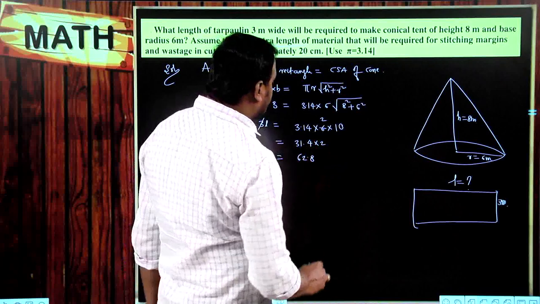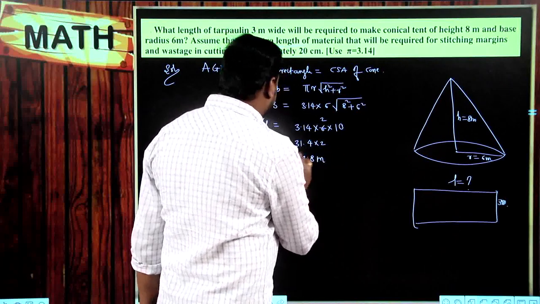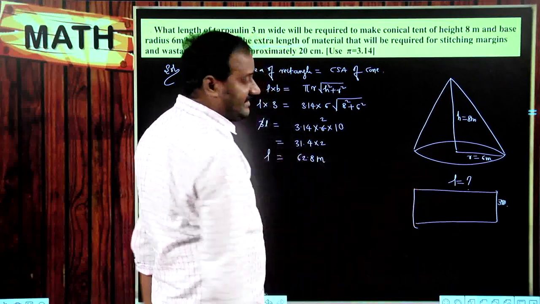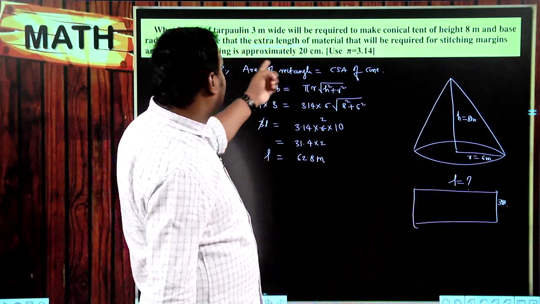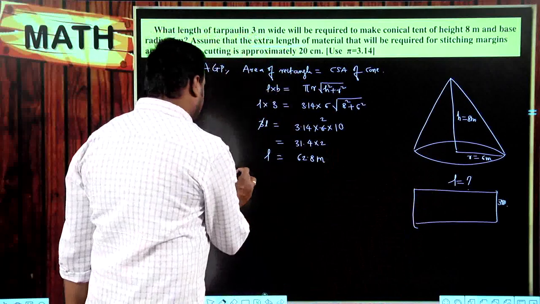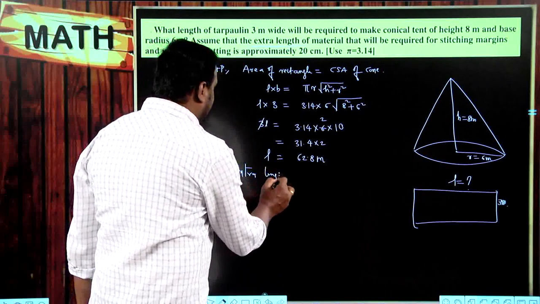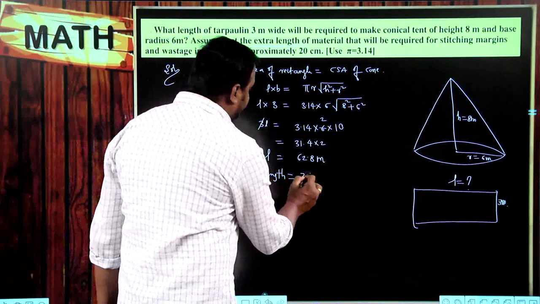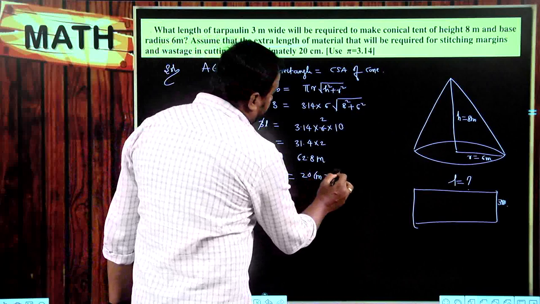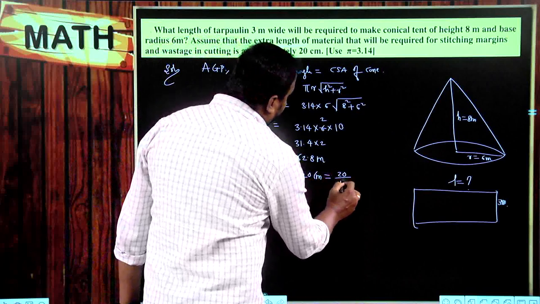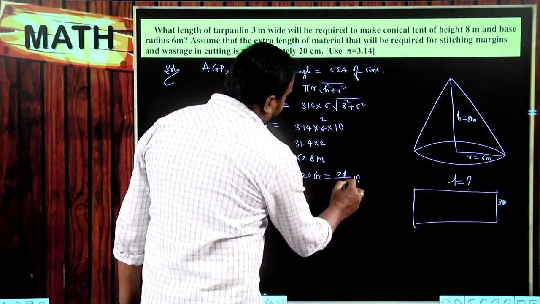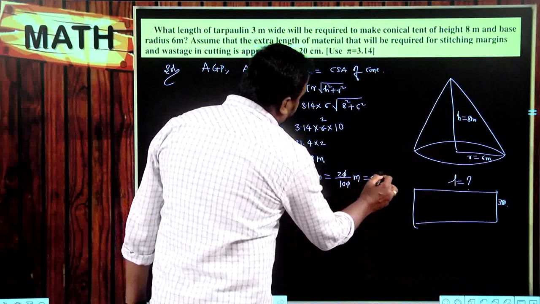So, 62.8 meters cloth is what is the length, but extra length of the cloth is 20 centimeters extra. So, extra length is equal to 20 centimeters. 20 centimeters equal to how many meters? 20 by 100 meters. So, 20 by 100 meters is equal to 0.2 meters.